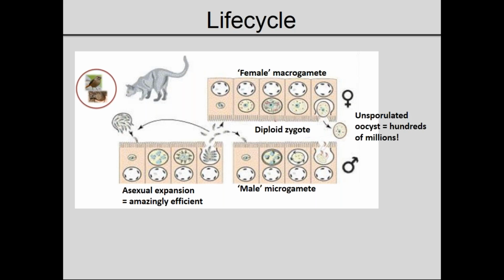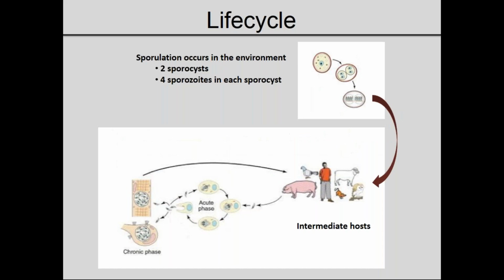Once in the environment, this oocyst is initially shed unsporulated, but goes on to develop, and within 1 to 5 days, roughly, becomes infective. And a single cat, it's important to note, can excrete as many as hundreds of millions of oocysts. So this is pretty remarkable. And as I mentioned, sporulation occurs in the environment, and first there are 2 sporocysts formed, and within each of those, divisions result in 4 sporozoites in each sporocyst. So there are 8 individually infectious entities in a single oocyst. And the oocyst, once in the environment, provides a source of infection for all intermediate hosts.